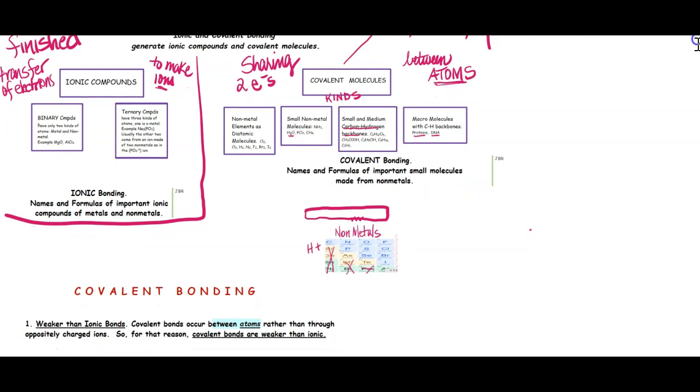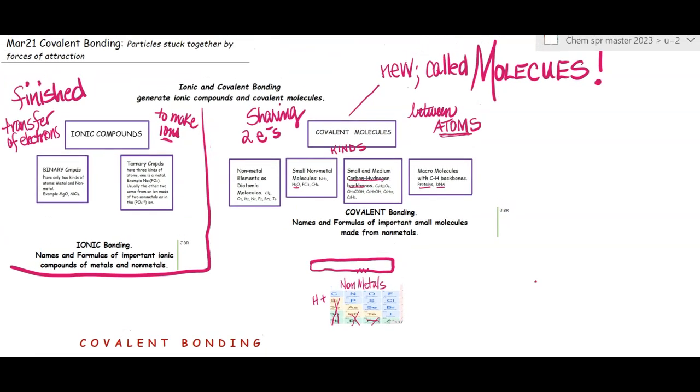All right, let me see if I can expand the screen just a little bit. All right, there we go. And let me see if I can pull this down.